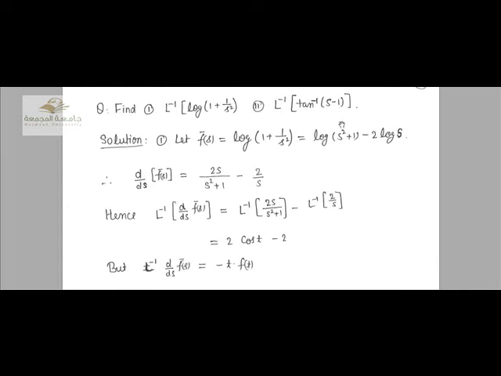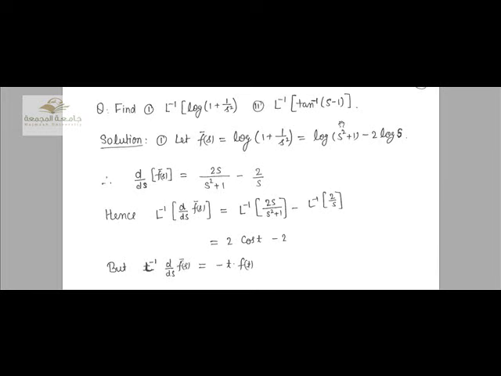Another example, find L inverse of log(1 + 1/s^2). So solution: let f bar(s) = log(1 + 1/s^2), which is equal to log(s^2+1) - 2 log s. Therefore, d/ds f bar(s) is equal to 2s/(s^2+1) - 2/s.